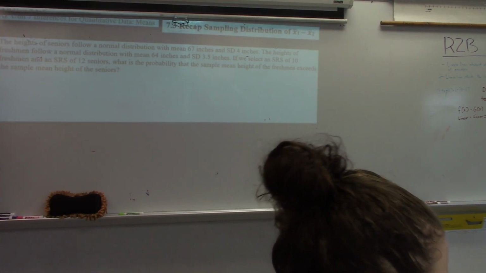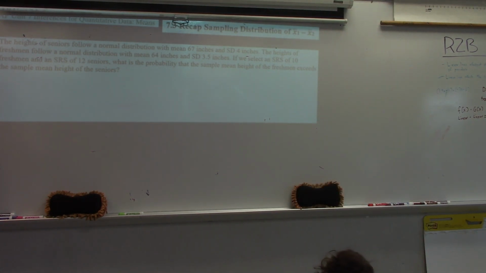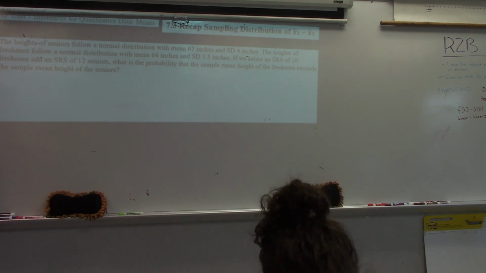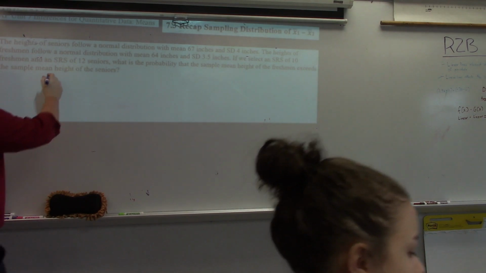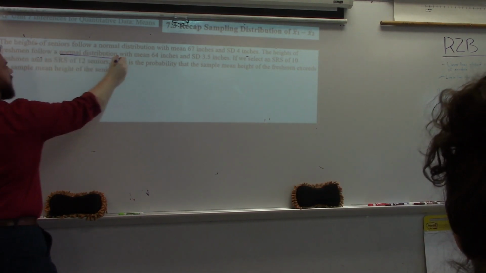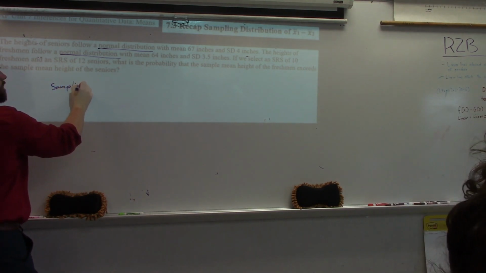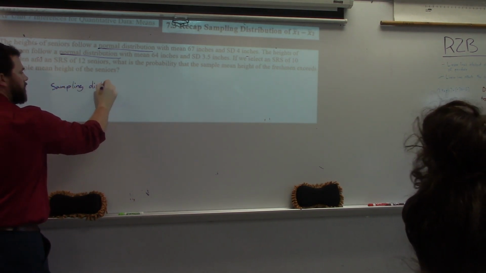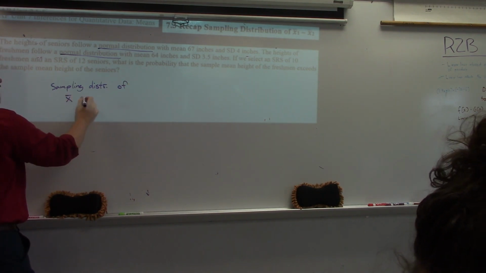We have heights of seniors that follow a normal distribution. The heights of freshmen follow a normal distribution. Why is it important that both of those samples follow normal distributions? Because both are approximately normal, the sampling distribution of the difference in sample means is also normal.